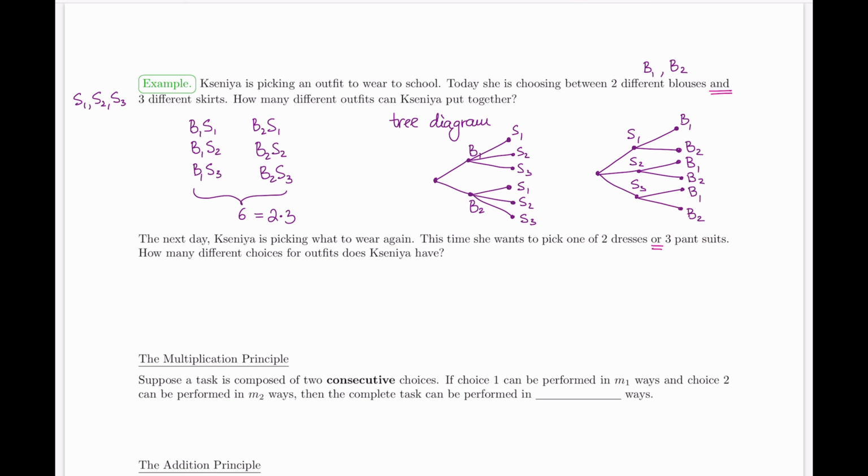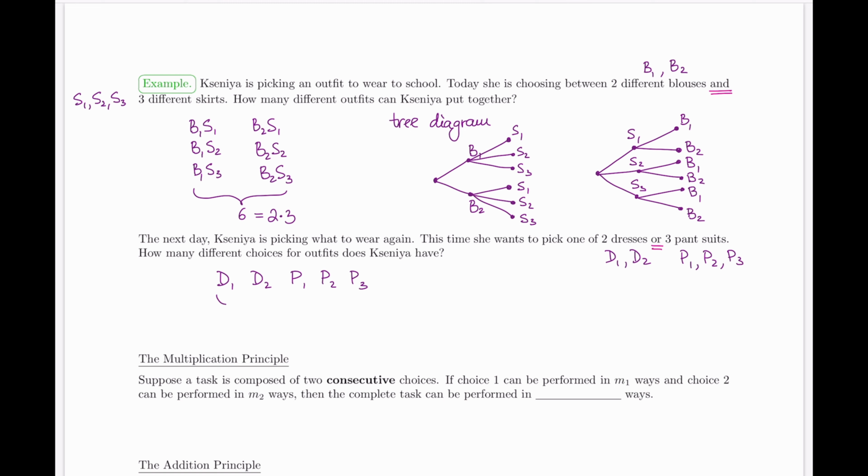What are my possible outfits? So let's say my dresses are D1 and D2, and my pantsuits are P1, P2, and P3. So what are my possibilities? Well, I can either choose dress 1 or dress 2. If I choose a dress, I don't get to wear a pantsuit. So those are my only options. What about if I choose a pantsuit? So I can choose the first one, the second one, or the third one. And these are all of my possibilities.